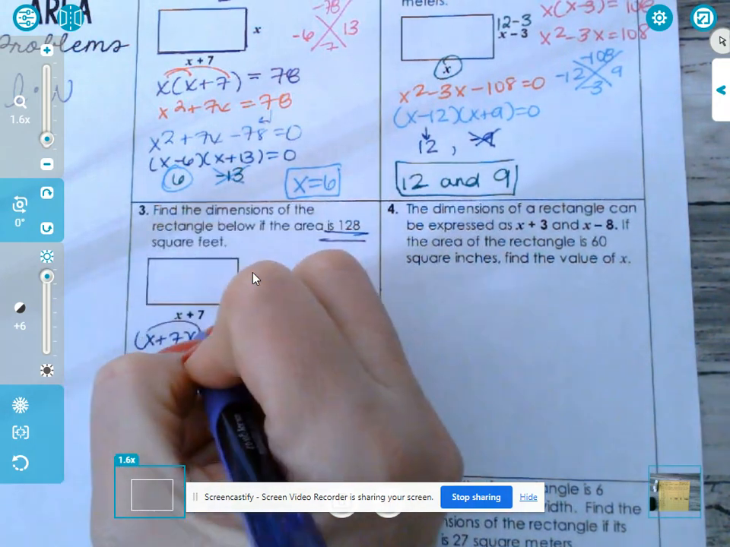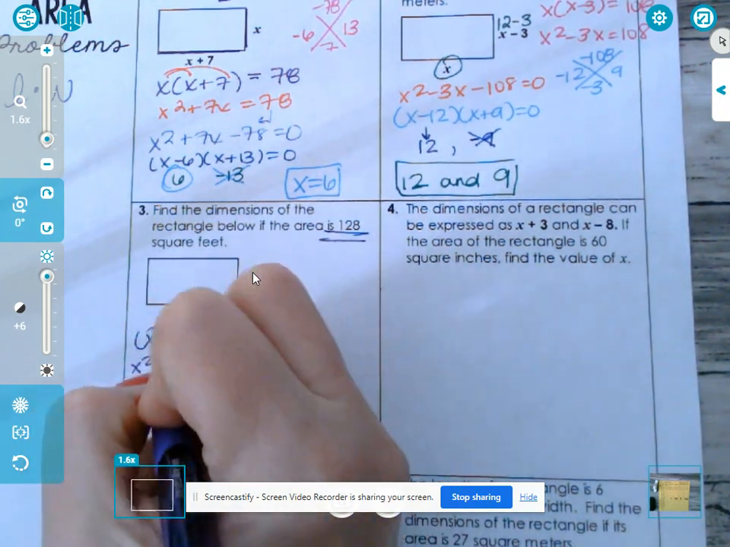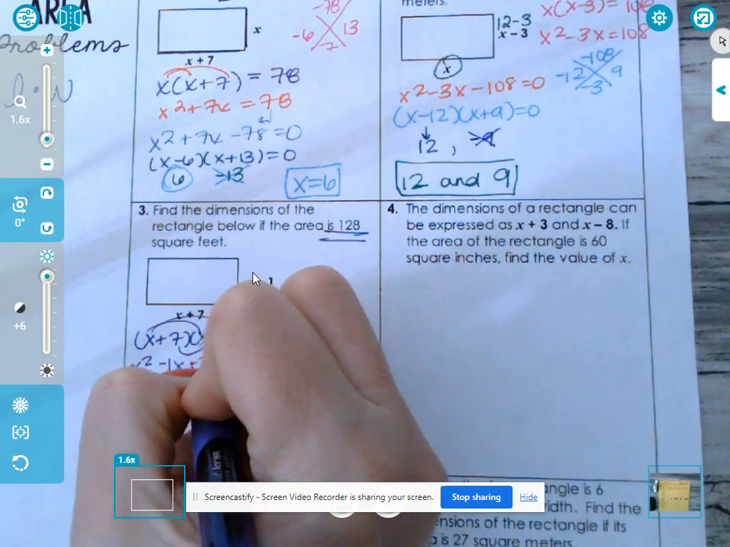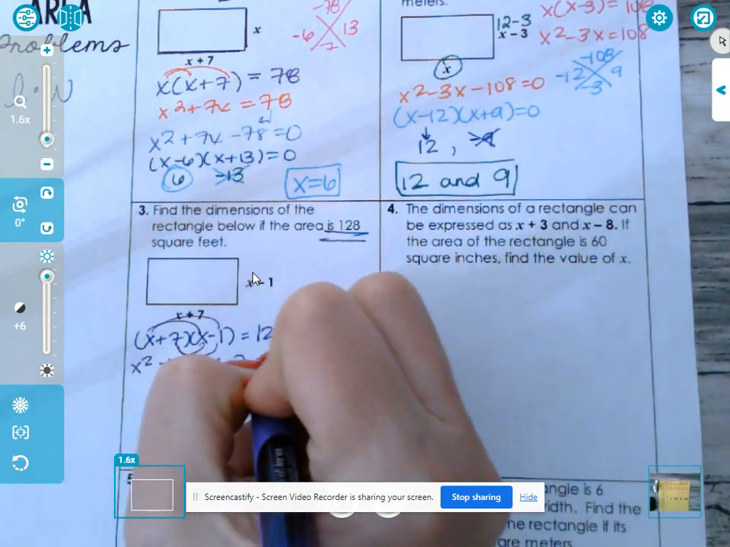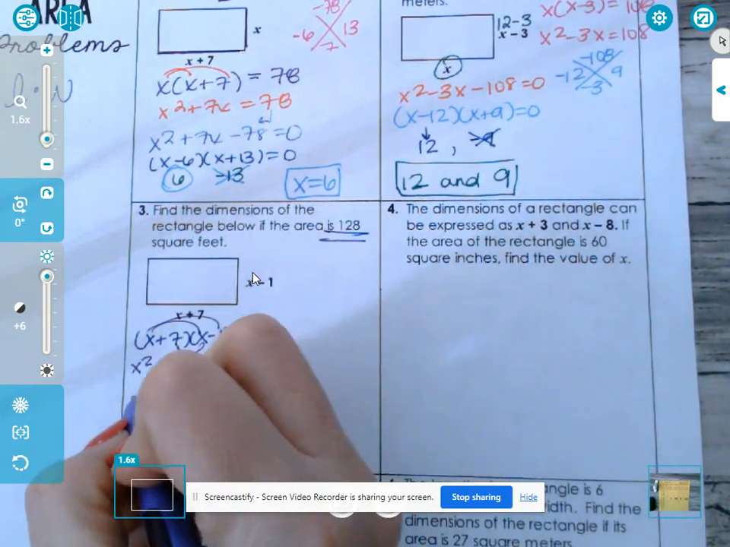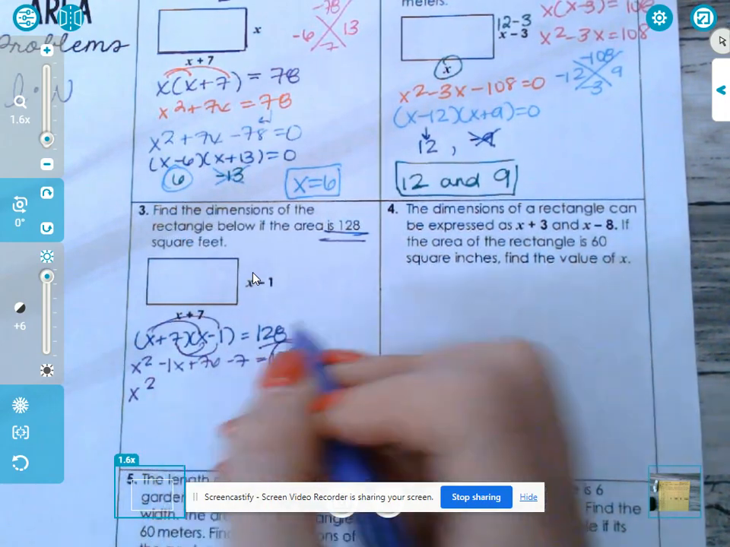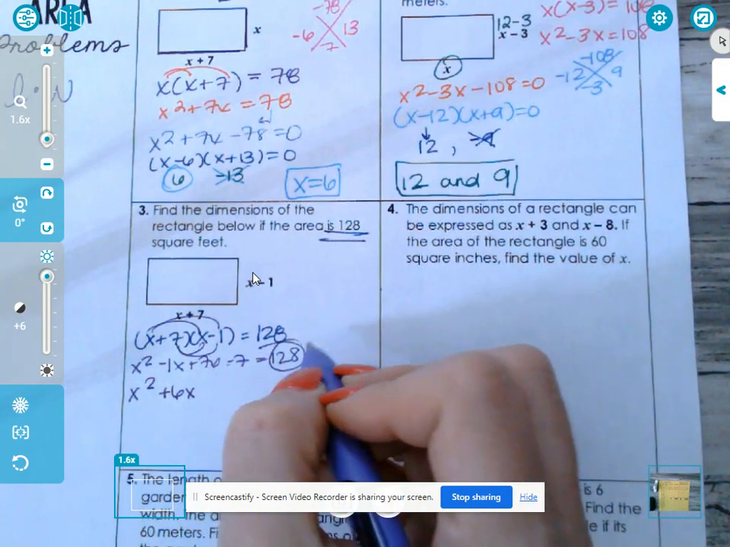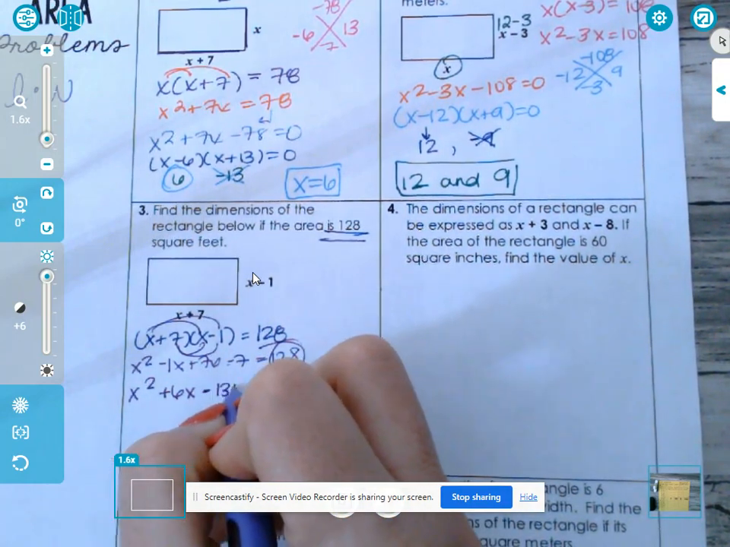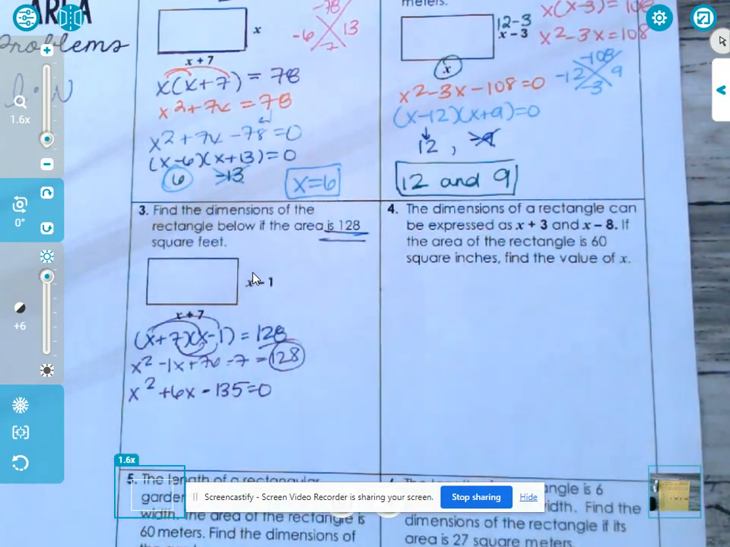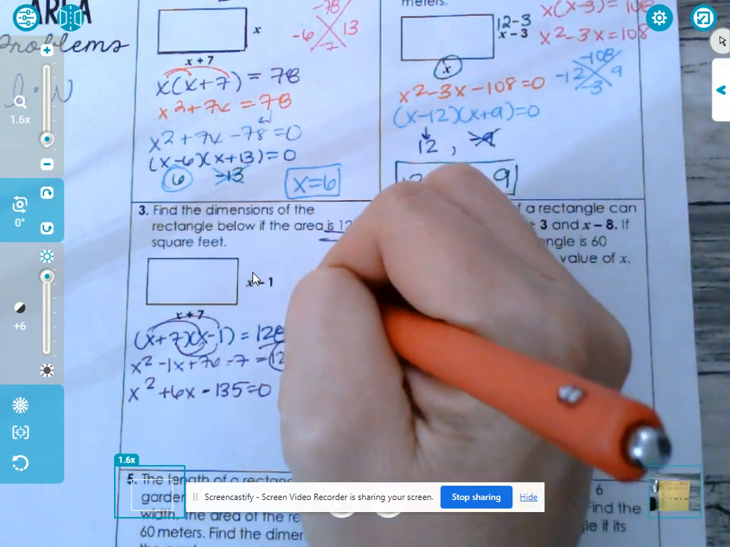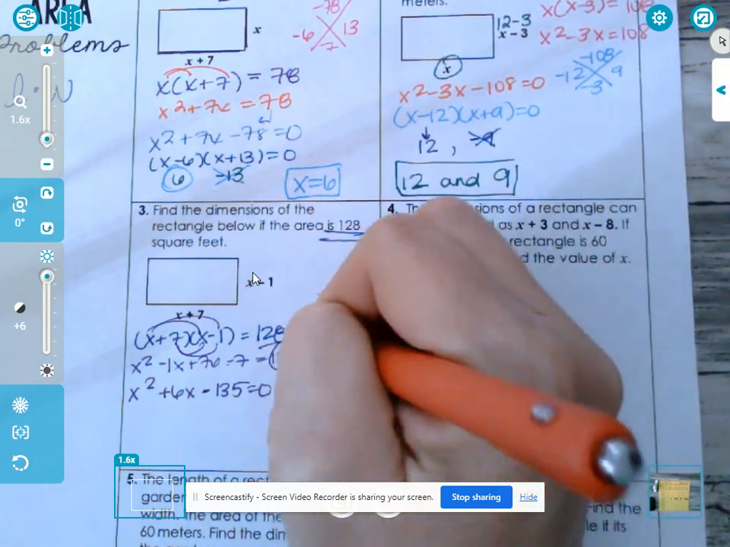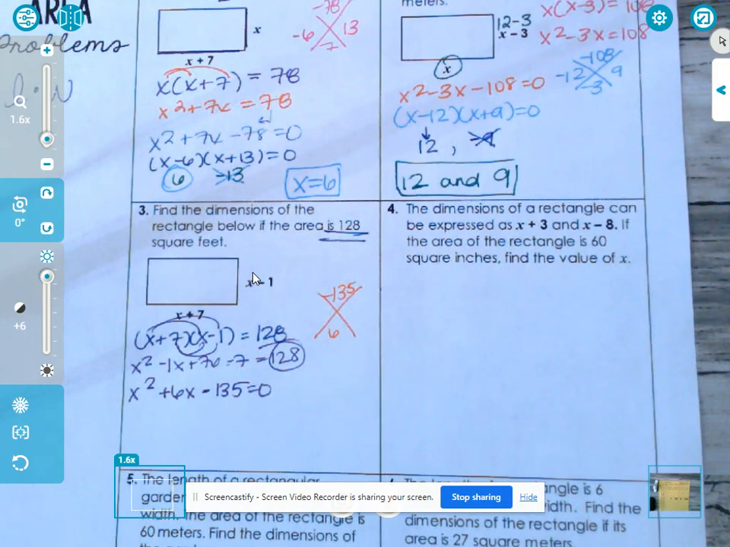All right, so I'll walk through this one just to make you aware. X times x is x squared minus 1x plus 7x minus 7. So all that combined, and then I'm going to go ahead and move that 128 over. So x squared plus 6x, and then negative 7 minus 128 more is minus 135. So that's what we're x-boxing with negative 135 and 6.